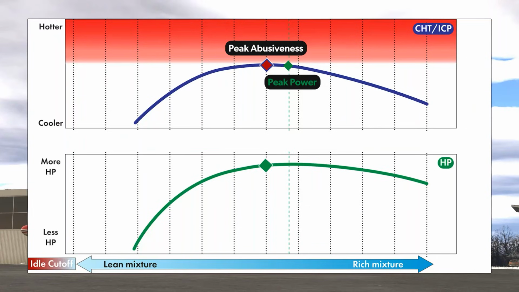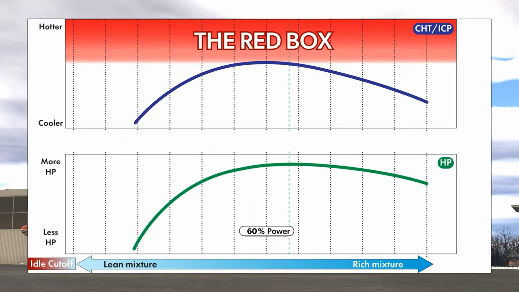But how do you know if it actually is an abusive mixture setting? How do you know if this is a problem? Well, that's where this concept of the red box comes in. This is something that you may be familiar with on some level. But the red box is the area here where CHT and ICP is potentially high enough for long-term damage or wear, or that would reduce longevity, or in extreme cases, if you get far into this box, you could reduce the detonation margin enough to actually encounter detonation.